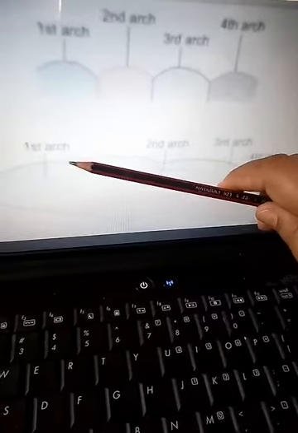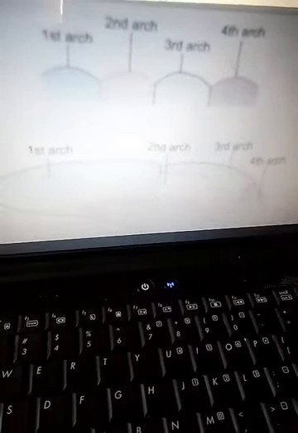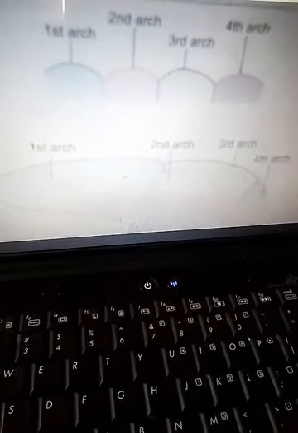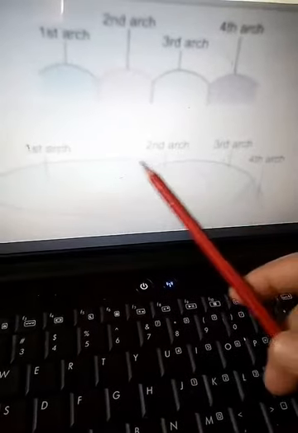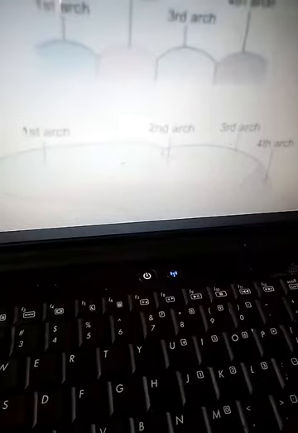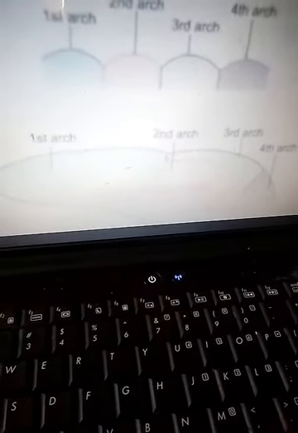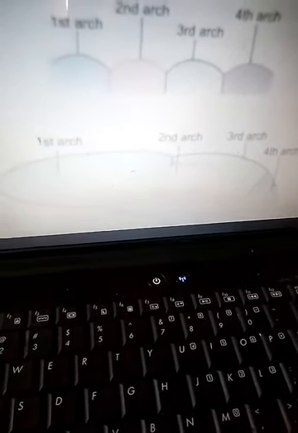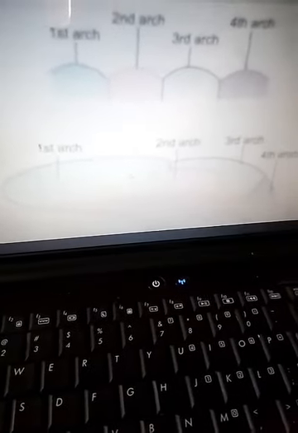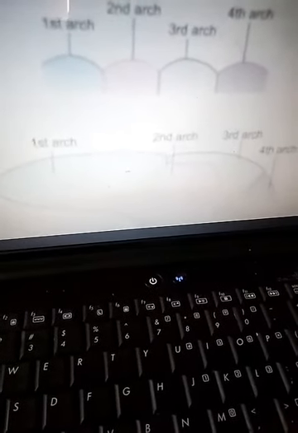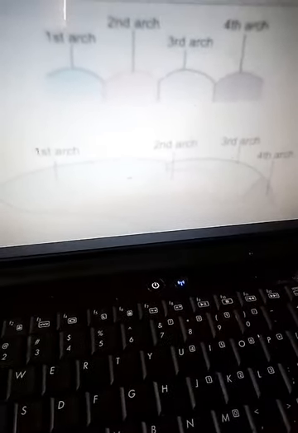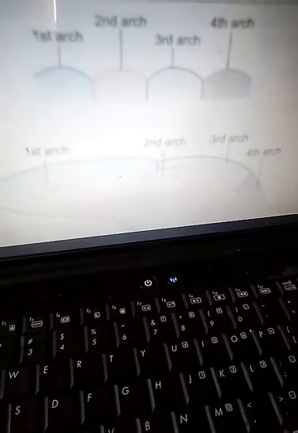So the nerve supply of the anterior two-thirds of the tongue is the mandibular nerve. Okay. Then, as I already told you, the first arch has two nerve supplies. One is the post-trematic, that is the mandibular nerve, and the pre-trematic, that is the chorda tympani, that carries the sensory supply from the anterior two-thirds of the tongue, that is the taste sensation.